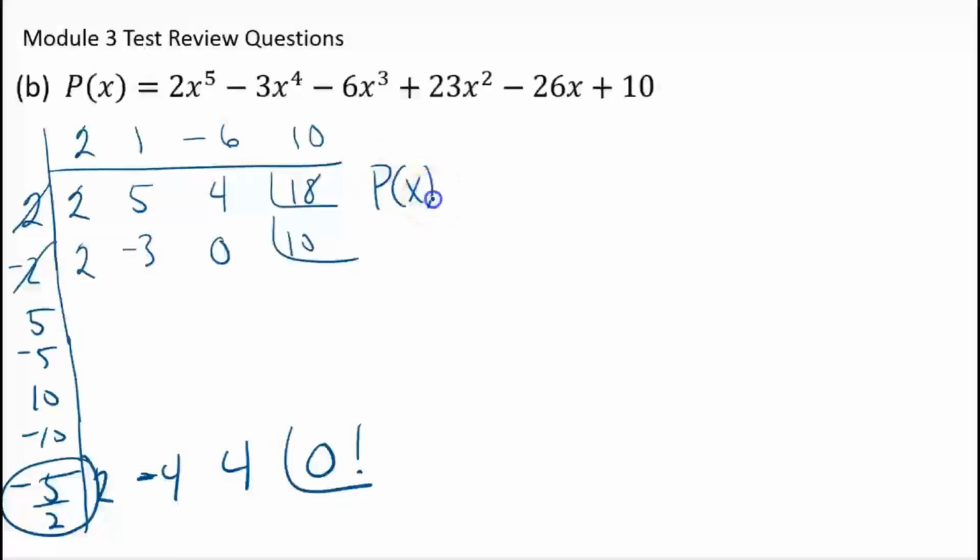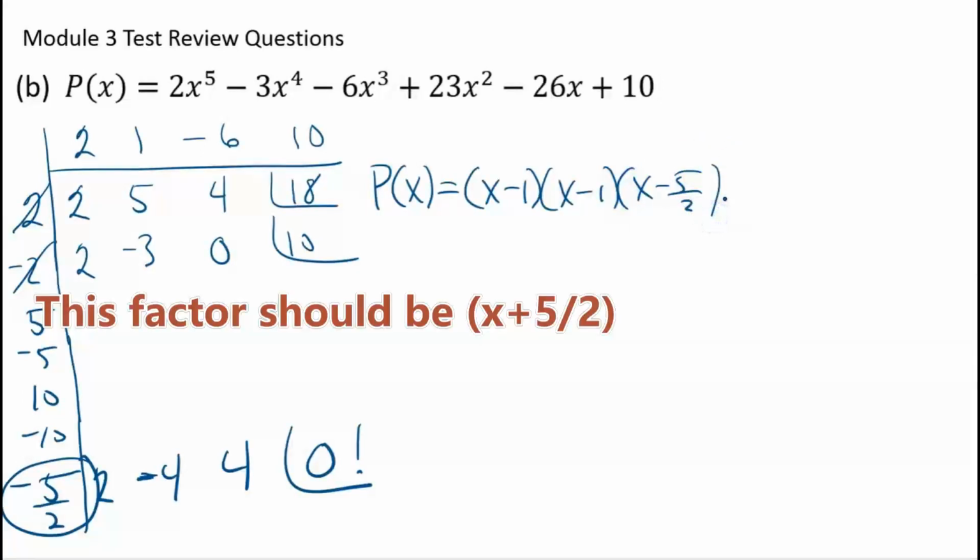Now you have to stop and rewrite. Remember what we have is p of x. We'd already found two zeros, and we wrote x minus 1 times x minus 1. Now we found another one, x minus 5 halves, times, here's our quotient right here, which is 2x squared minus 4x plus 4.